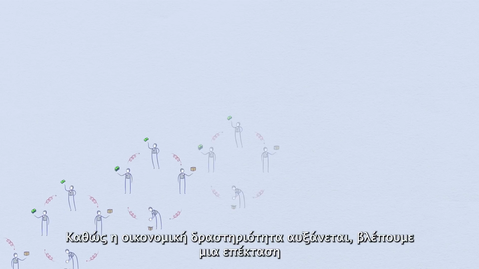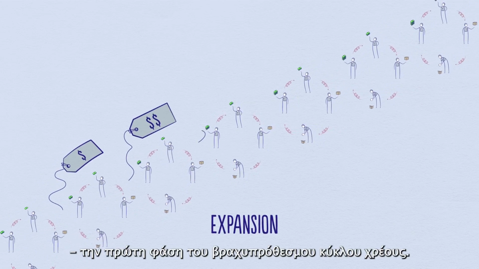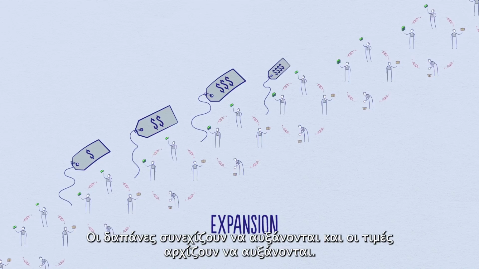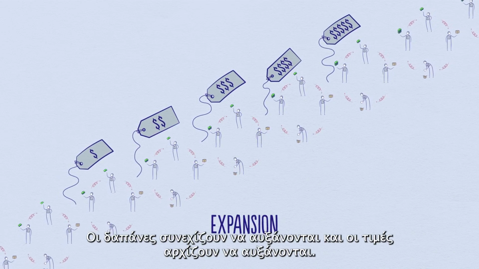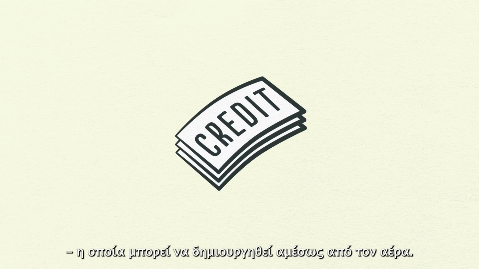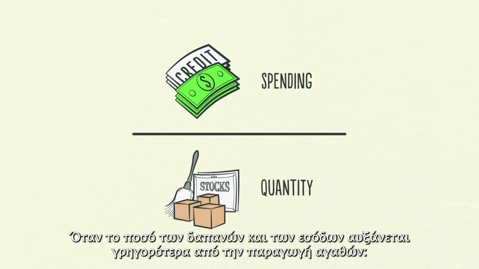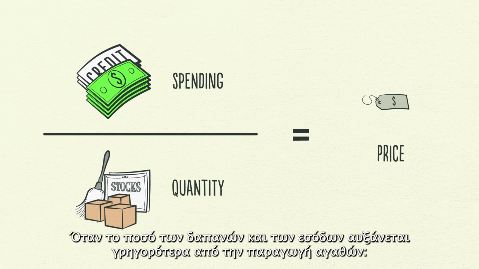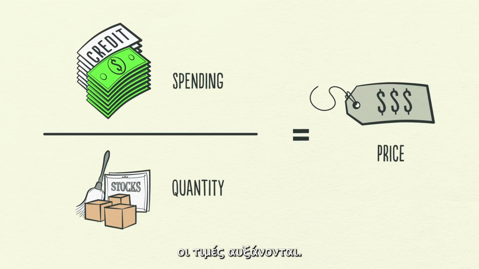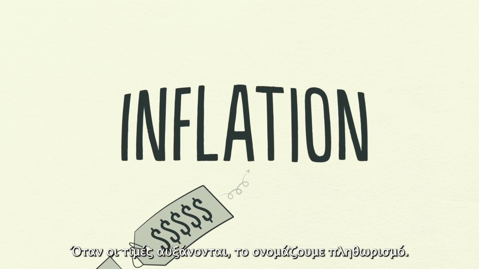As economic activity increases, we see an expansion, the first phase of the short-term debt cycle. Spending continues to increase and prices start to rise. This happens because the increase in spending is fueled by credit, which can be created instantly out of thin air. When the amount of spending and incomes grow faster than the production of goods, prices rise. When prices rise, we call this inflation.